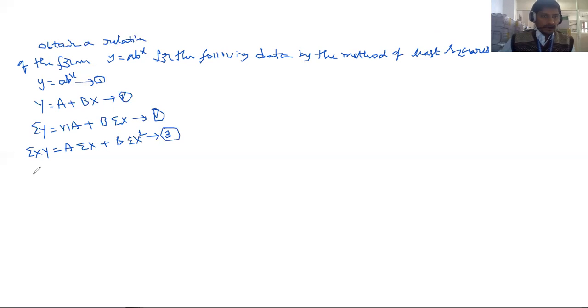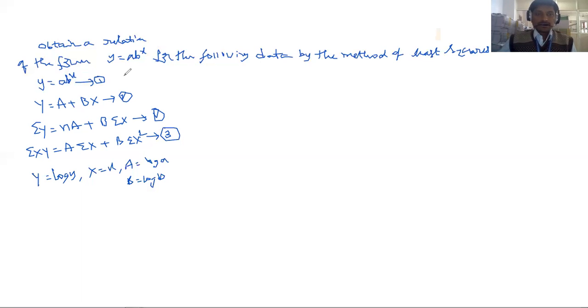Where capital Y is equal to log y, and capital X is equal to small x, capital A is equal to log A, and capital B is equal to log B. So these are the things we are applying. Now we require capital X values, capital Y values, all those things. For that, simply we can calculate the values of X and Y.